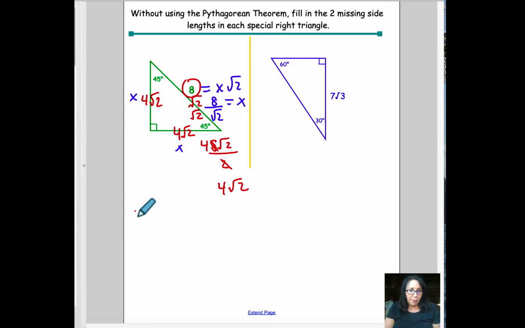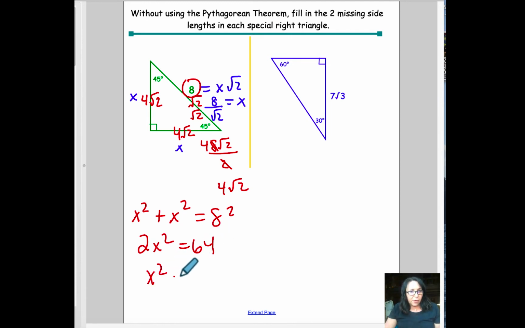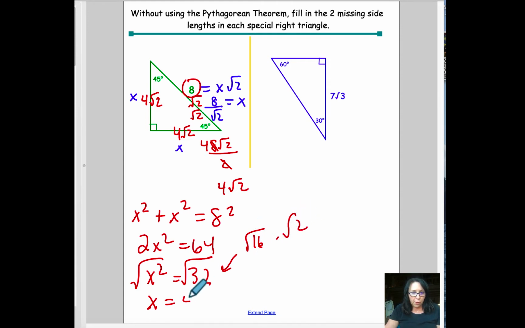Something to consider, though, is that if you forget this little trick here, you could also just say, well, I know I can use the Pythagorean theorem. x squared plus x squared is equal to 8 squared. So that's 2x squared equals 64. So x squared equals half of 64, which is 32. And then I'm going to square root both sides, and I get x equals the square root of 16 times root 2, which is 4 root 2. So I could also do it that way, because for a 45, 45, 90, you can always use the Pythagorean theorem. You can't do that with a 30, 60, 90, but for a 45, 45, 90, you can.